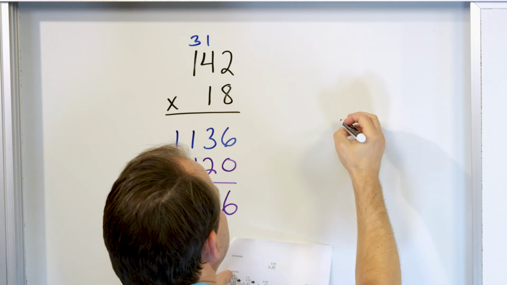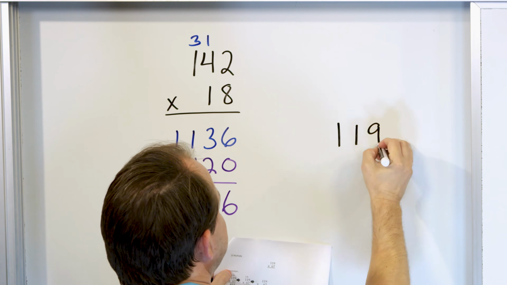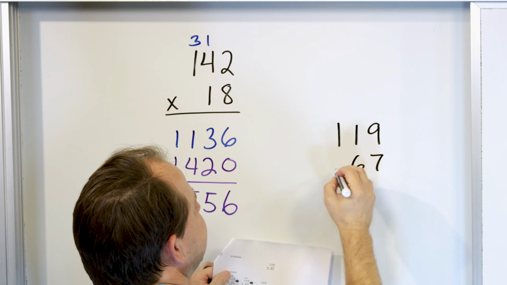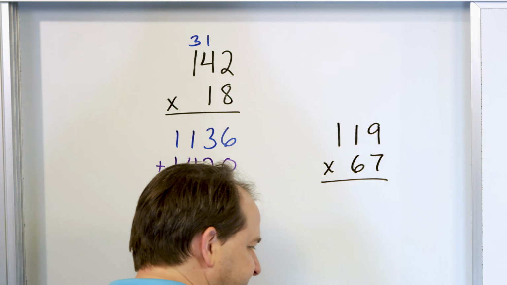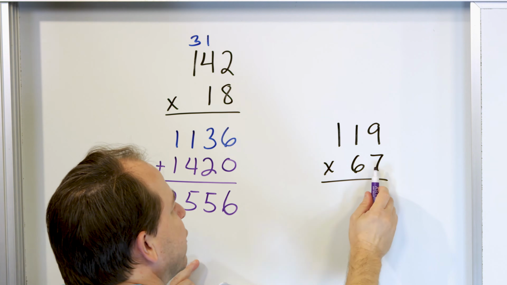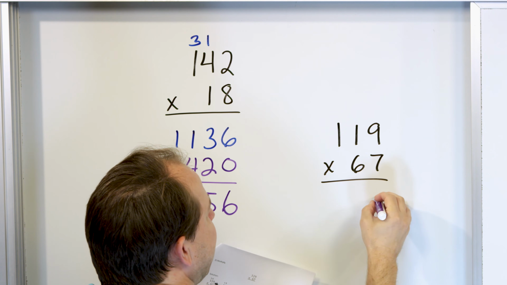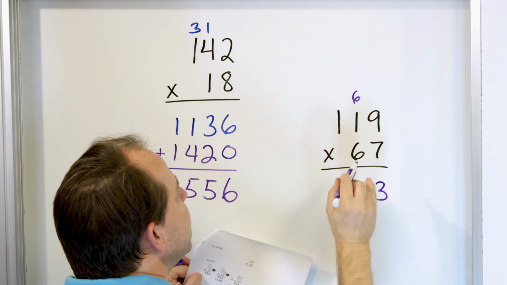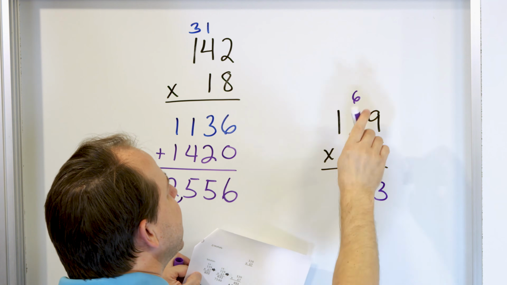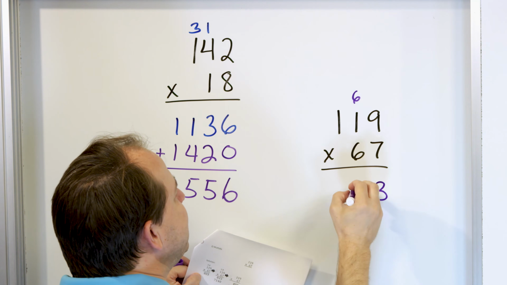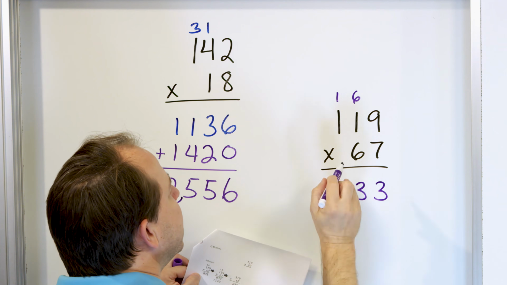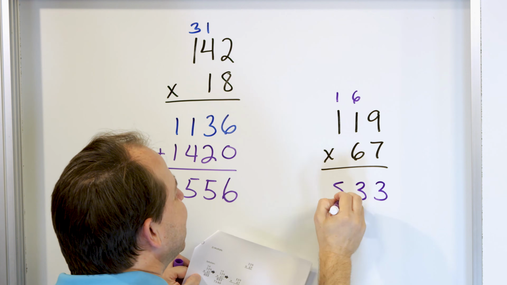All right, problem number 2. Let's take a look at 119 multiplied by 67. All right, on the right, start with the 7. 7 times 9 is what? 63. So we put a 3 here, carry the 6. 7 times 1 is 7, and then 8, 9, 10, 11, 12, 13 means we put a 3, carry a 1. 7 times 1 is 7, one more is 8.